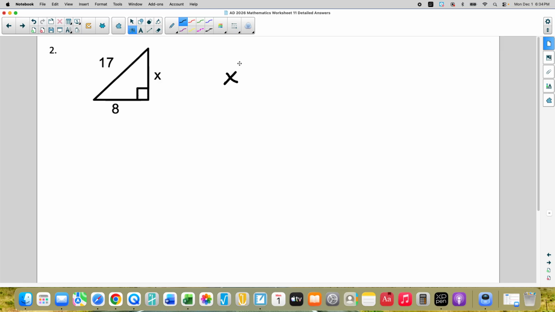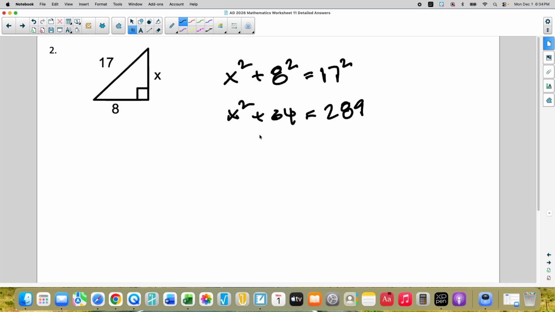Again, the sum of the squares of the legs will be equal to the square of the hypotenuse. x squared plus 64 equals, what is 17 squared? Is it 366? No. 369? No. 349? 289, not even close. 289 minus 64, minus 64.